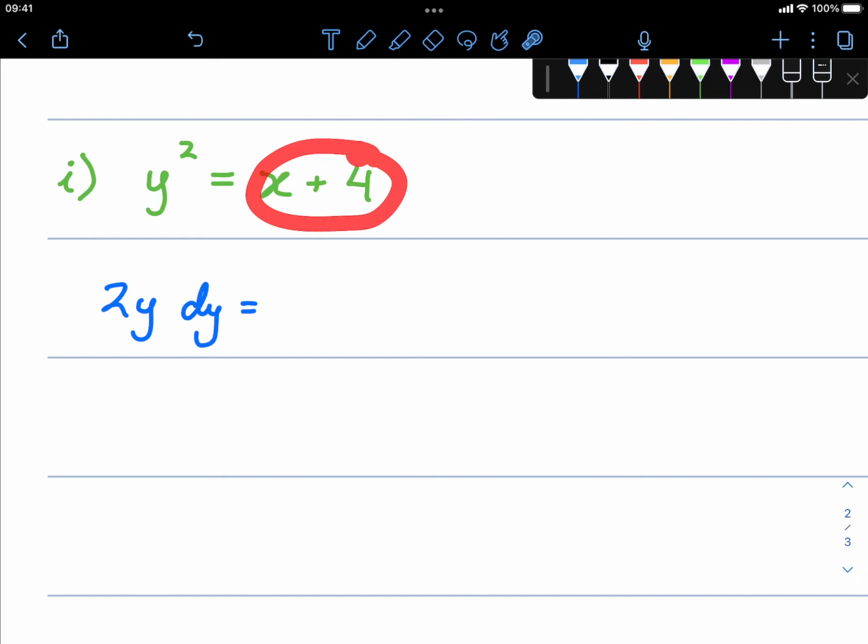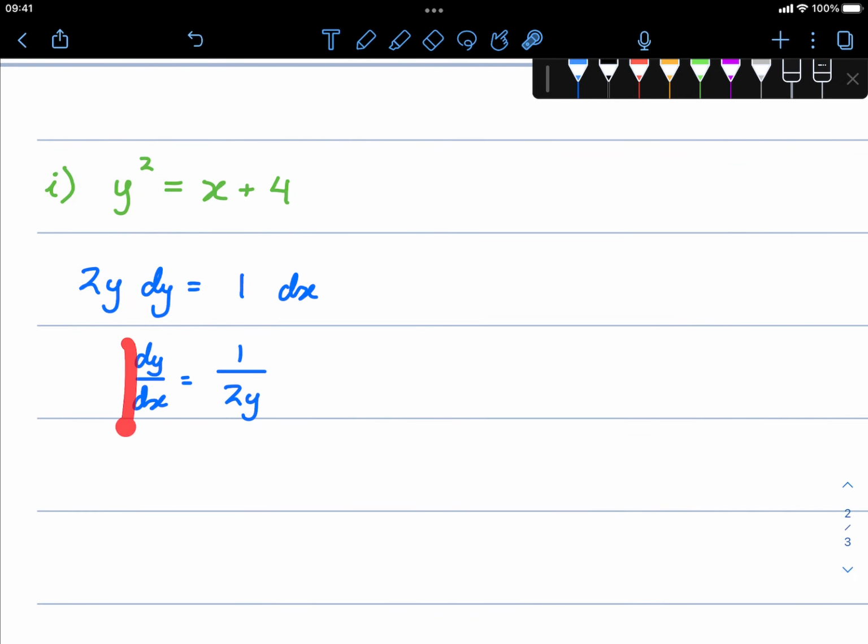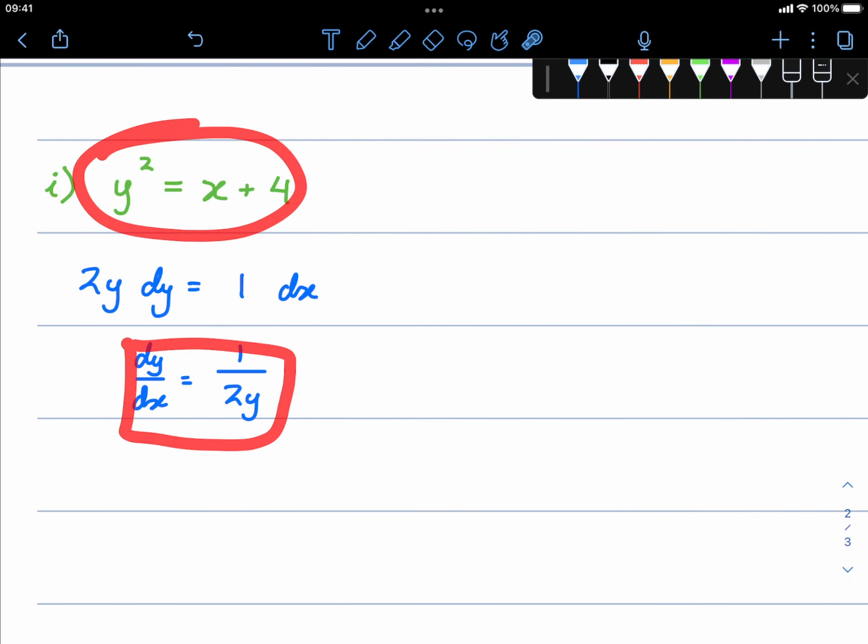We differentiate this with respect to x. So the derivative of x plus 4 is just 1 dx, because we differentiated the right hand side against x. Now, moving things around, dividing by dx, we get dy on dx. Dividing by 2y, we get 1 on 2y. And this is the derivative of this relation.